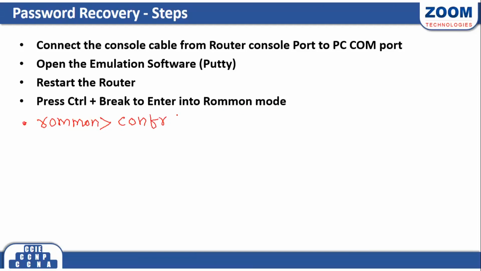confreg, C-O-N-F-R-E-G. Confreg means configuration register. Space 0x2142. The next line, reset. So the router will reboot, and we'll check the latest register value. The register value now is 0x2142. It will skip NVRAM and get into the router without any passwords.